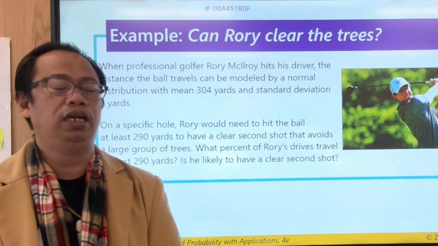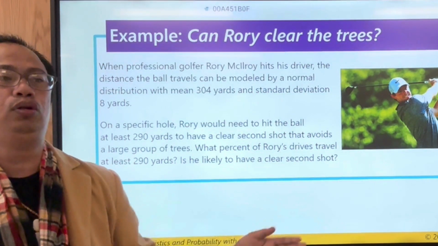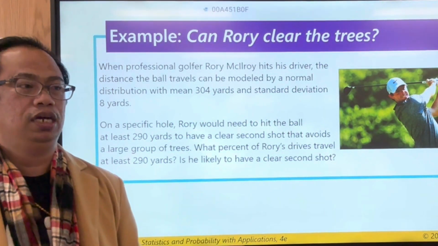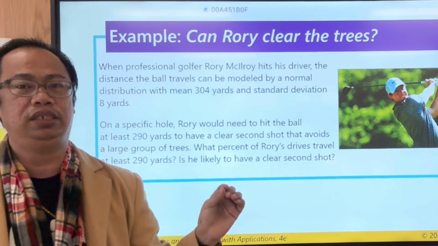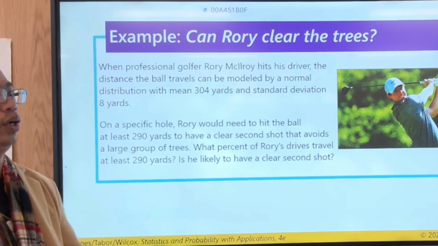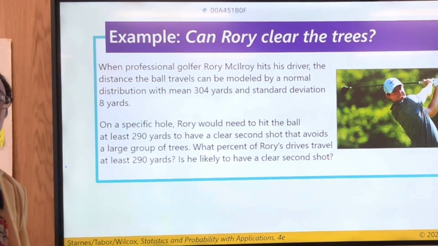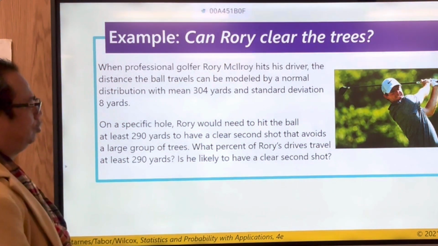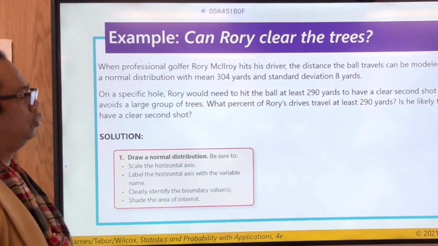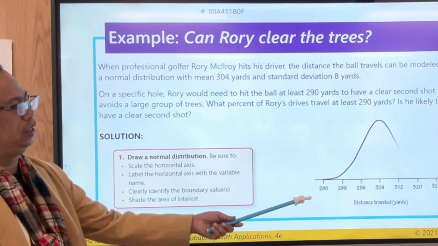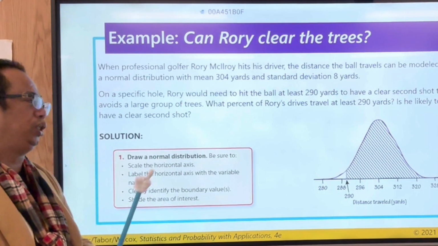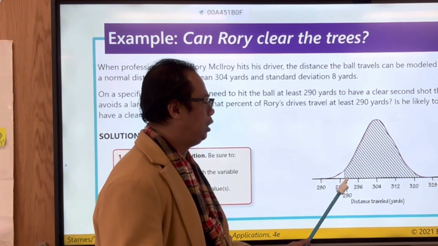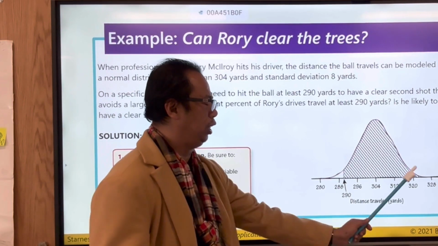Can Rory McIlroy hit the second shot or not? We have to look into this scenario, whether he can hit at least 290, 290 and above. So we're going to check if Rory McIlroy can hit the second shot. If he can, then it's good, right? So now, of course, we need to draw the number line and then shade it. 290 will be here, so we shade to the right. We locate 290 in this area, then we shade it.